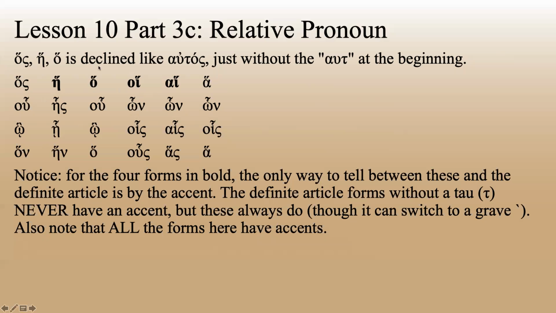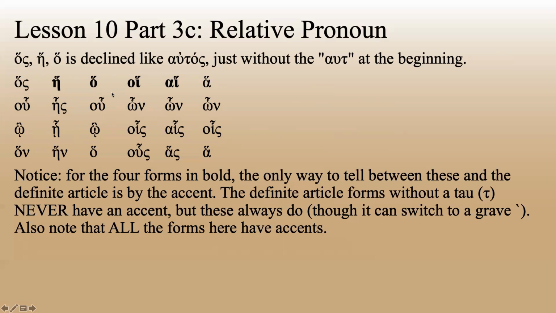Here, with the relative pronoun, they do. They have an accent. Though the accent can switch to a grave accent, which is the pointy accent going the other direction. It's not going to have a circumflex. They will always have an accent, whether it's acute or grave, and that's how you're going to tell the difference between this and the definite article. Now, of course, you can see with all the other forms as well, they always have an accent, whether that's a circumflex or an acute, which can switch to a grave. Any of them, they're all going to have accent marks for the relative pronoun.